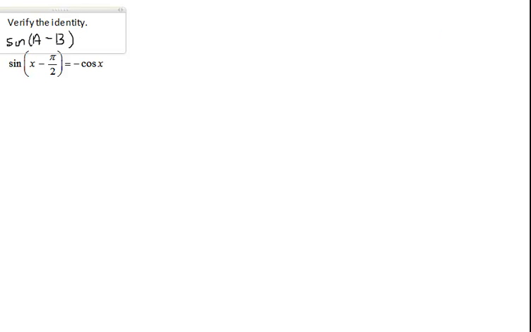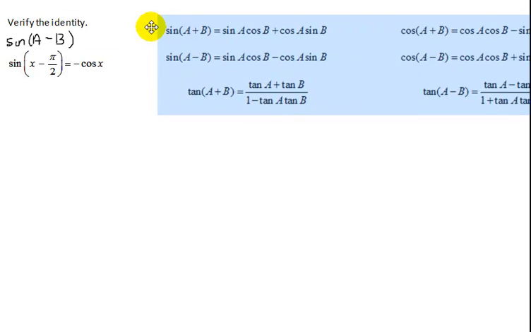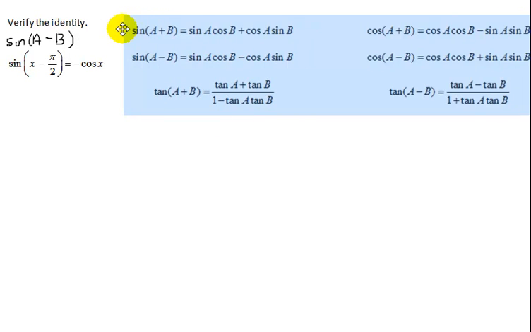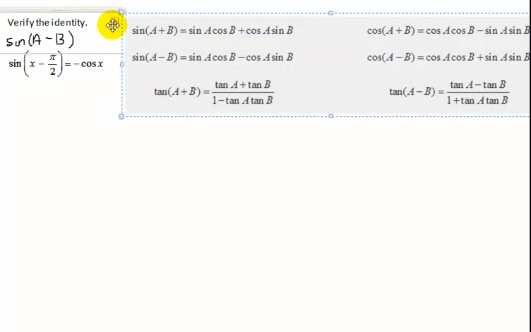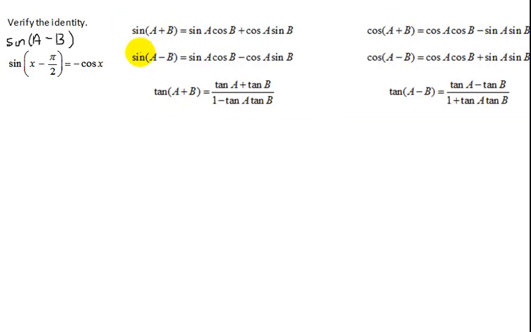So if I go look at the formulas that I have written over here, okay, I think they just fit on. So now I've got to look for the formula that I want. As you can see, I have the sine of A minus B, so it's going to be this formula here. And in this case, I have x minus pi over 2. So A is going to be x, B is going to equal my pi over 2.